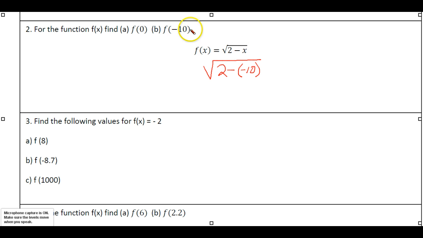So again, rather easy. So when we replace our x with a -10, it looks like this, being careful that there's a negative sign there already. So this makes this a positive. So this will equal the square root of 12, which we know from a previous lesson is the square root of 4 times the square root of 3, which is 2 the square root of 3.